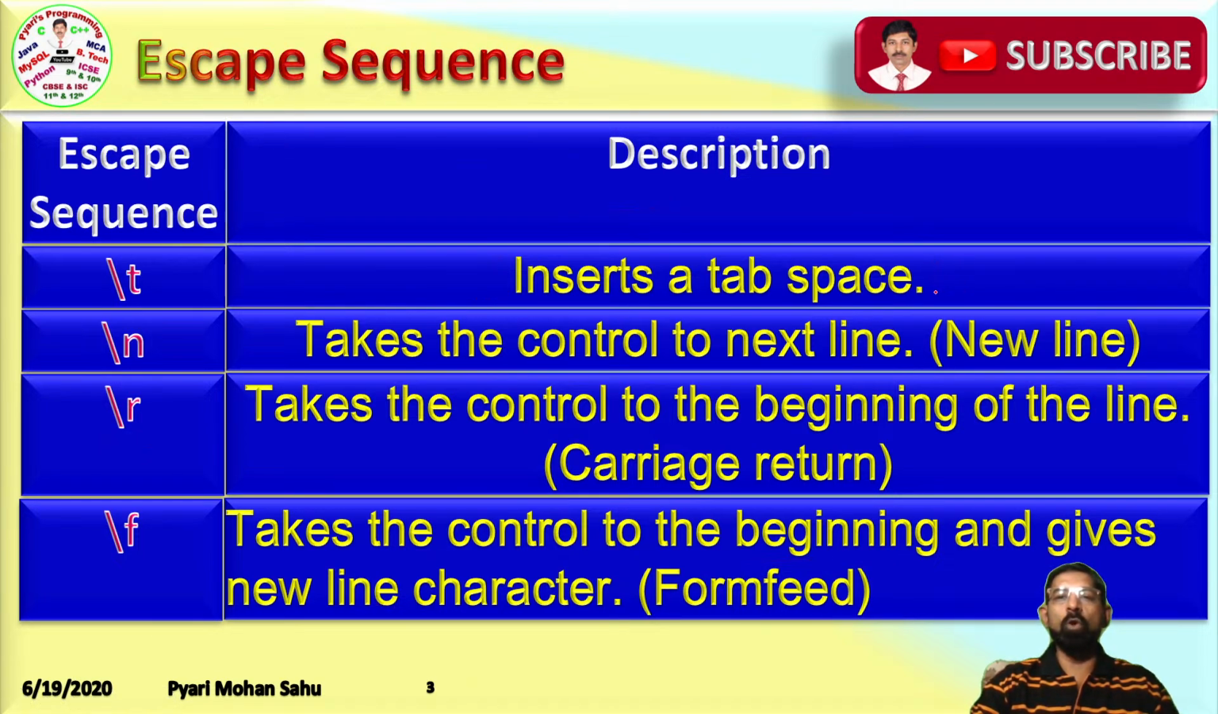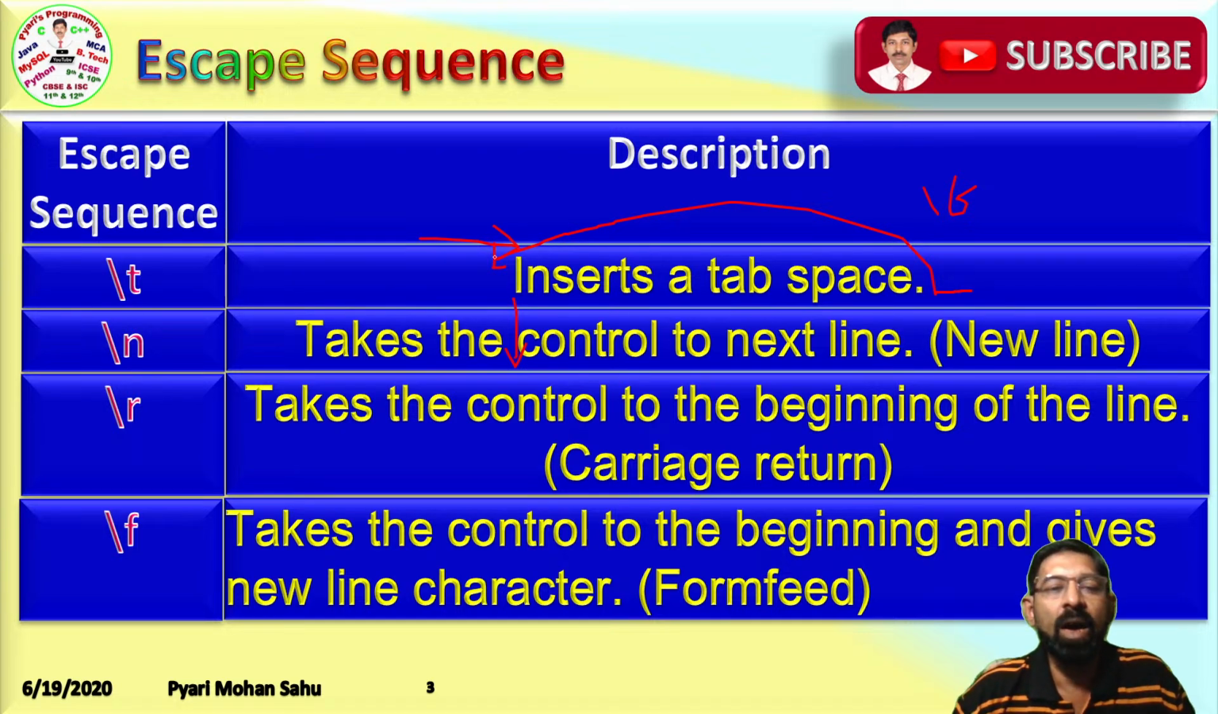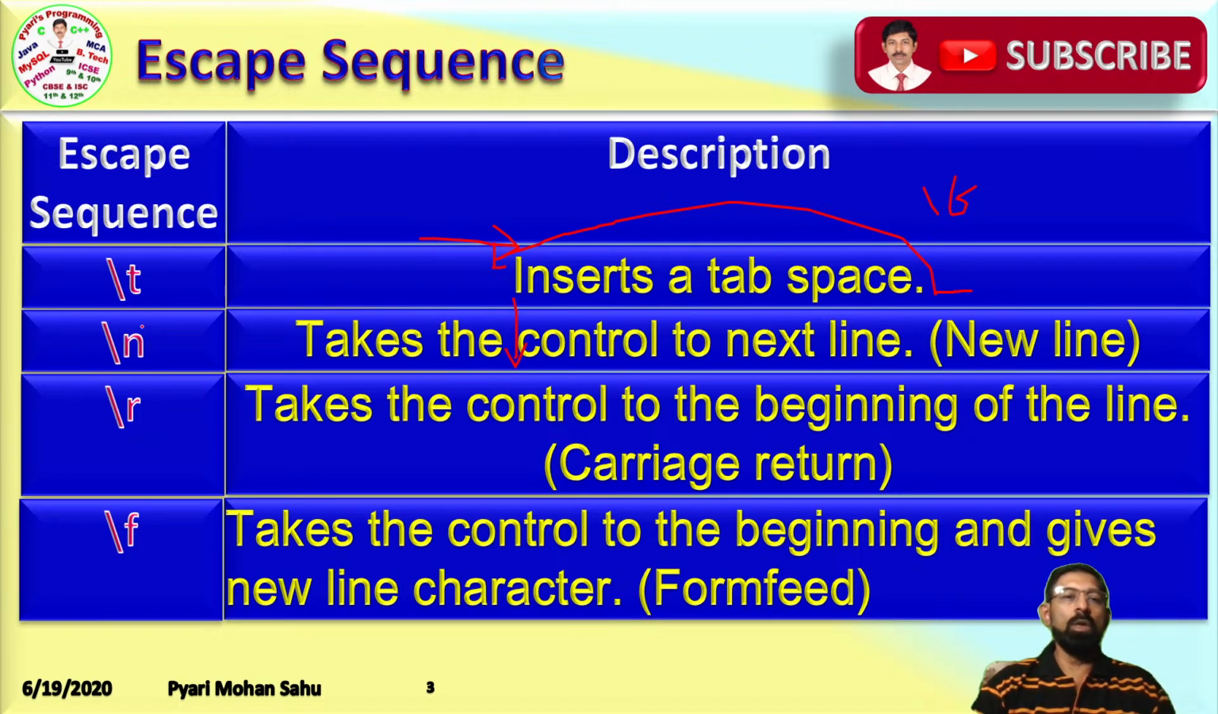After displaying this, normally the cursor is over here, but I have used \f over here. Because of that, it will take the control to the beginning and give a new line character, so that this insert tab will come to the next line. That means it is giving a new line character, or an empty line, at the top of the current line. So these are the differences between \n, \r and \f.